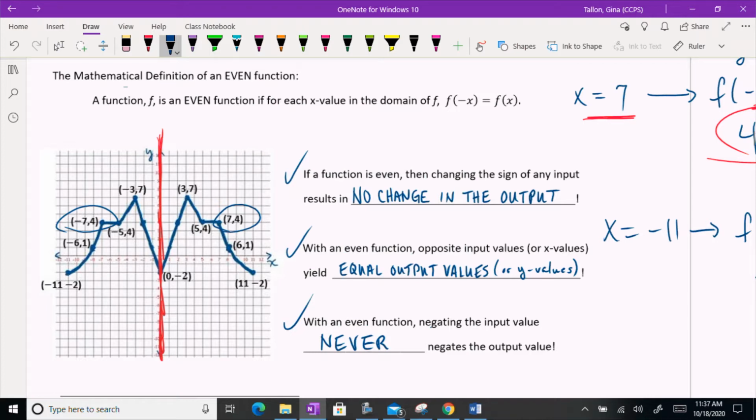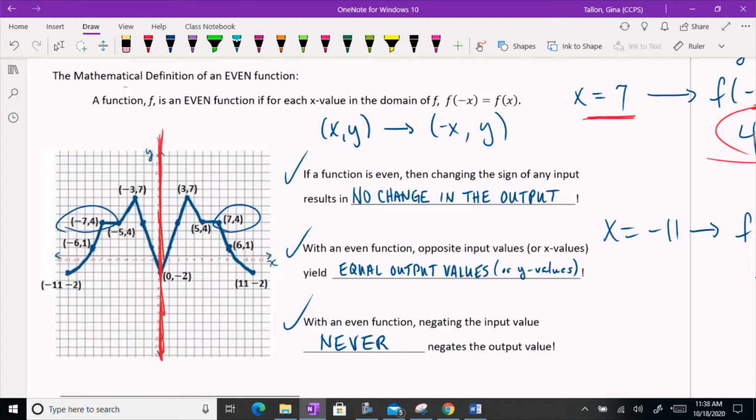That means that if I change the sign of my input value, so I start with an xy point, and I change the sign of an input value, so I'm going to have negative x right there. Okay, that means I don't change the sign of the output value. I leave it alone. So if you have an xy coordinate point that's on f, that means that negative x comma y also has to be on f.